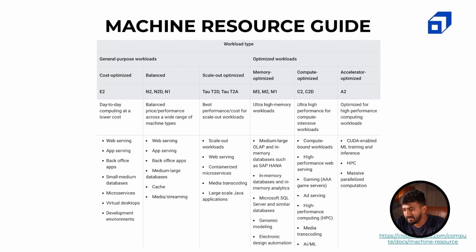And finally, accelerator optimized. In this case, it's optimized for high performance computing workloads. This is compute intensive. Compute optimized is an even higher category. Accelerator optimized is a bit of both memory and compute. So in this case, you can see HPC, that is high performance computing, massive parallelized computation, that is, if there are multiple processes running at the same time, you can go ahead with this. And for CUDA enabled ML training and inference, and for ML training and testing models, you can again go ahead with this.